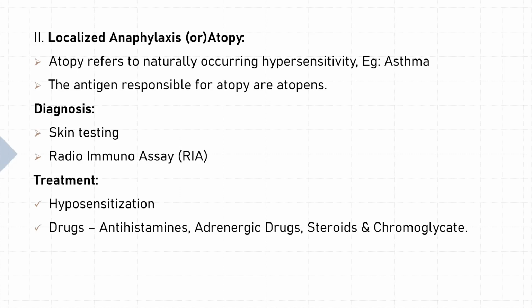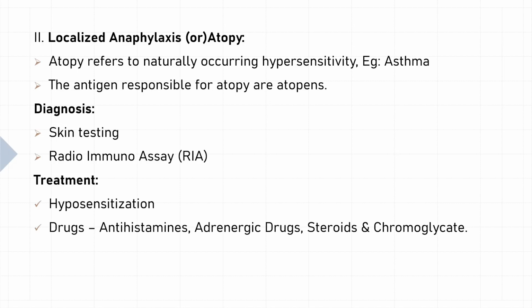Atopy refers to naturally occurring hypersensitivity, for example asthma. The antigens responsible for atopy are called atopens. In atopy, IgE antibodies are produced in larger amounts, and symptoms may include dermatitis in the skin, vomiting and diarrhea, and in the case of asthma, shortness of breath.